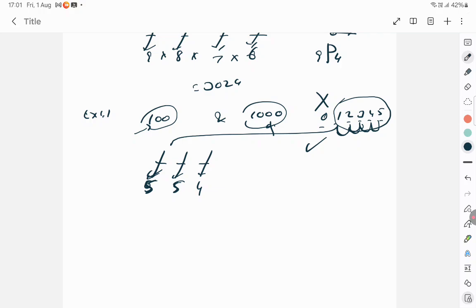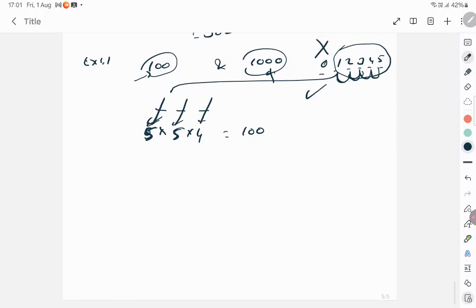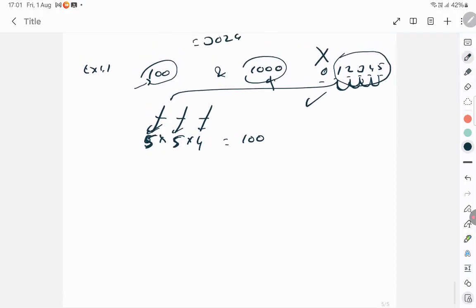So it's 5 into 4, and this is the answer. I hope you understood. So it's 5 5s are 25, 25 4s are 100, and that should be your answer. This is the way I would do it, and I hope you get it. So let's go to example 12.